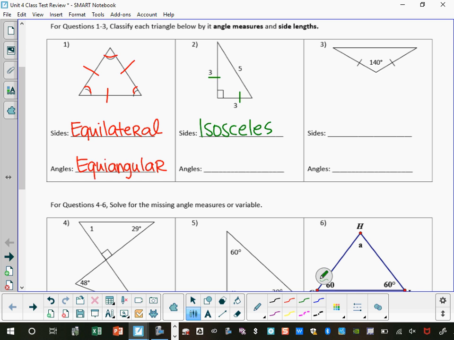All right, number 2, how do I classify it by angle? It's a right angle because I have this square here. If anyone writes 90 degrees there, I'm going to lose my mind. Make sure you're writing the actual word.